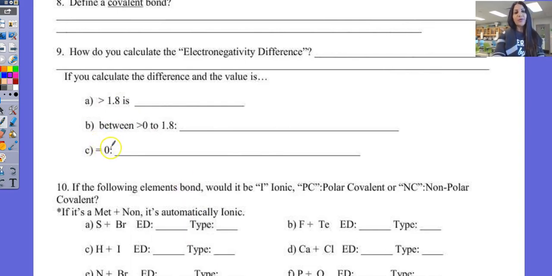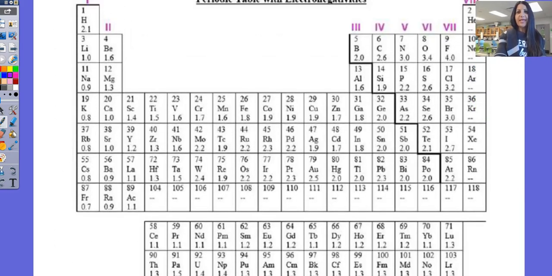And if it's just equal to 0, we call that nonpolar covalent, okay? So let's try one of these out. So we've got S and Br. Let me scroll up here for a second. Here's S, and I see S has a value of 2.6, and Br has a value of 3, okay?